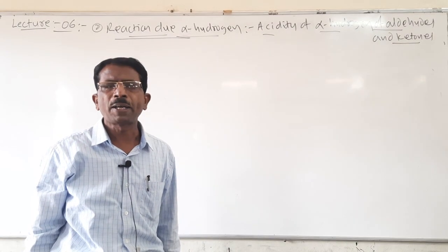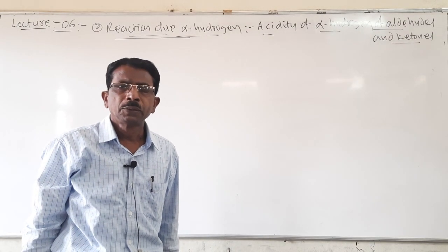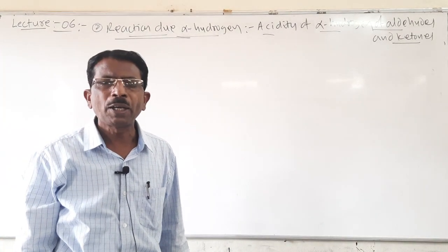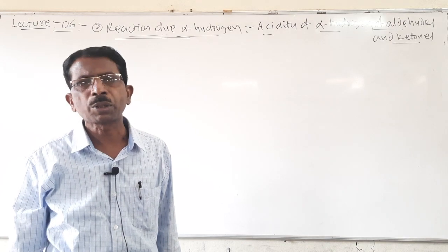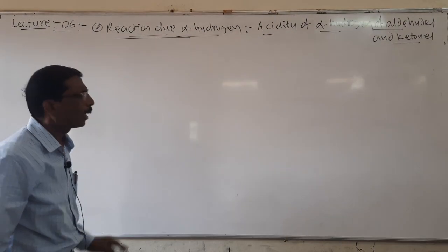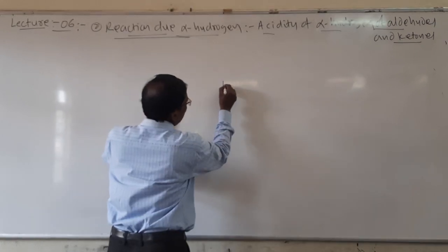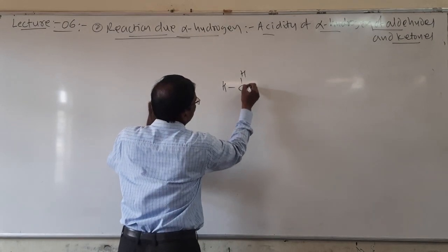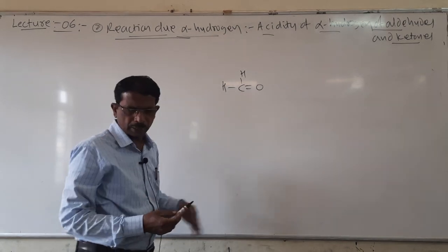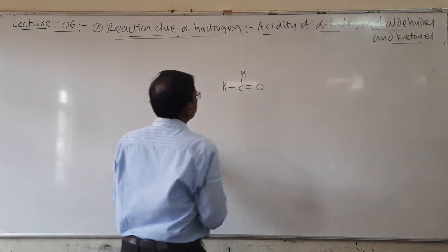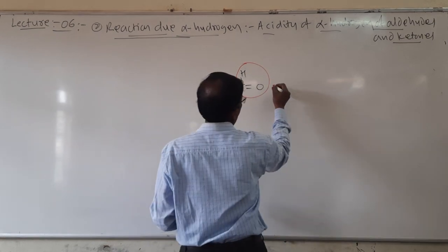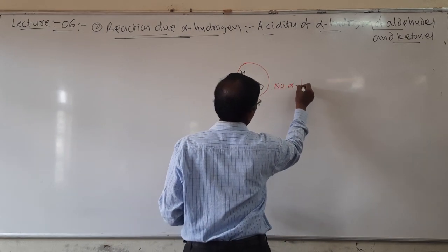So what do you mean by alpha hydrogen, students? The aldehydes and ketones must contain at least one alpha hydrogen atom. Then what is an alpha hydrogen atom? I will show here. Look here, CH double bond O. Here the aldehyde group is attached. This one is the aldehyde group. So, no alpha hydrogen atom.